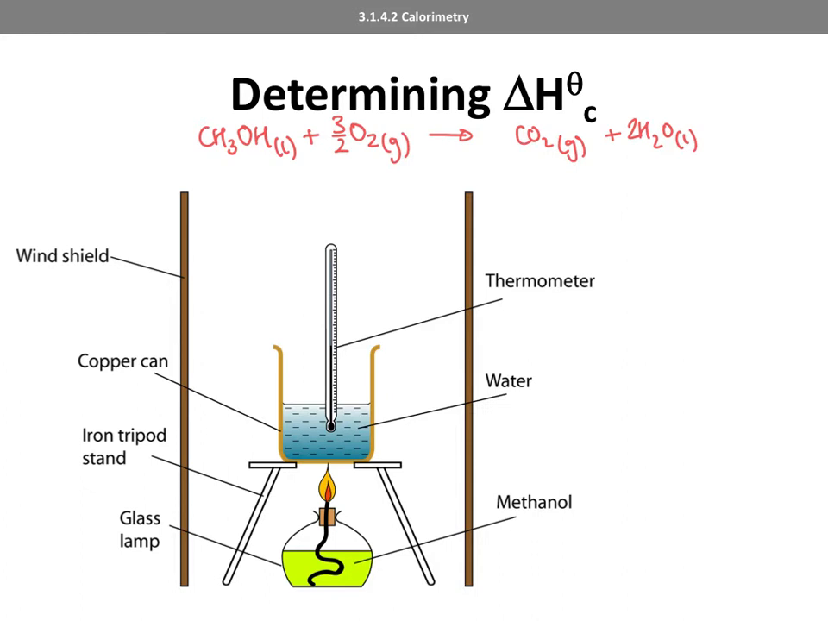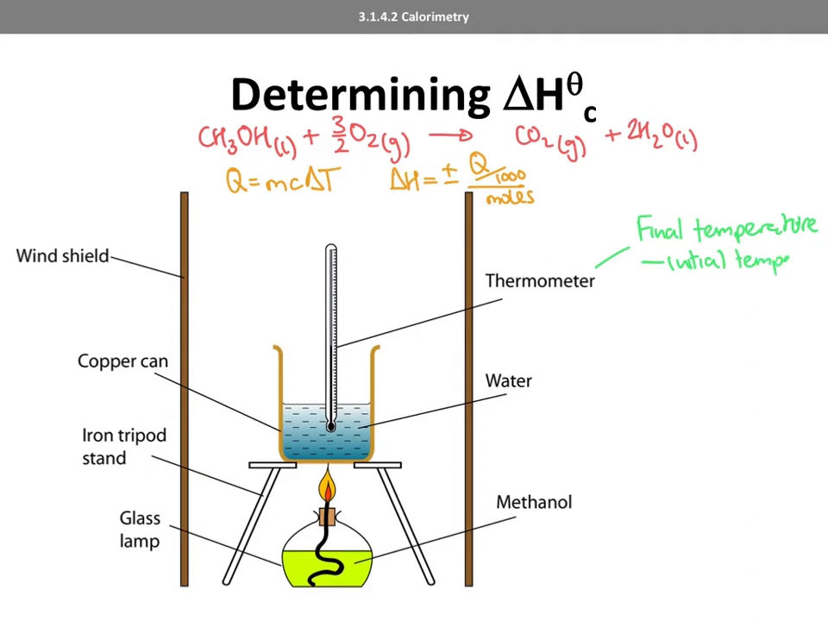So let's remind ourselves of the 2 equations that we're using to work out enthalpy change. Okay, so the thermometer is going to provide us with the final temperature, and it's going to provide us with the initial temperature. And if we subtract the initial from the final, what we get is the temperature change. So the thermometer is giving us the temperature change in the reaction. So it's giving us delta T.